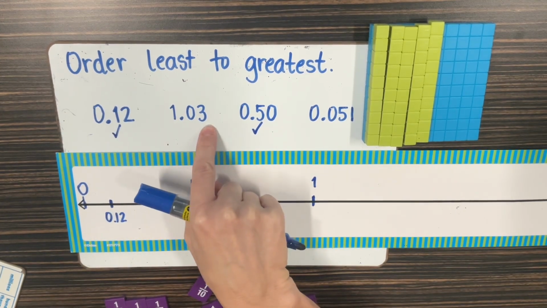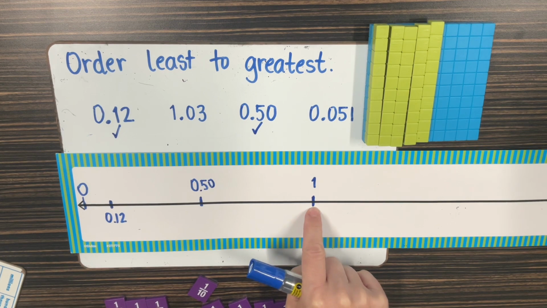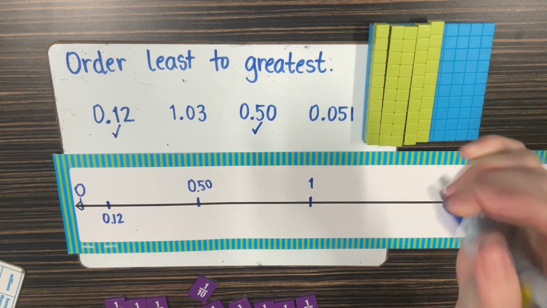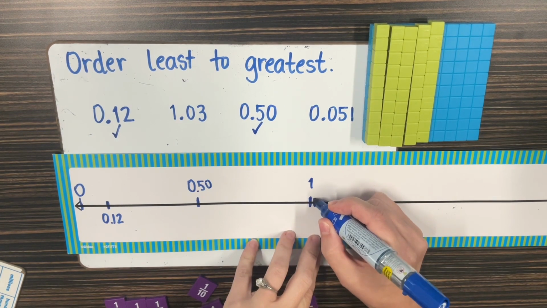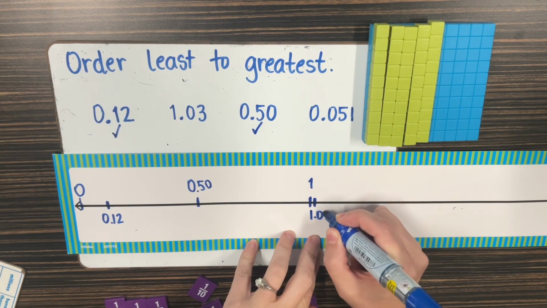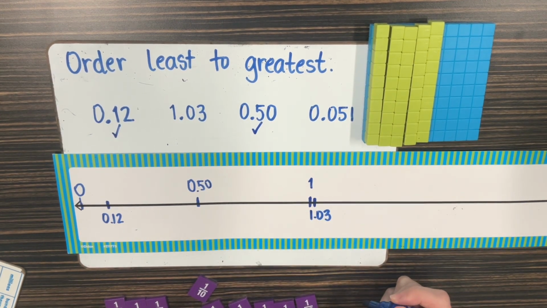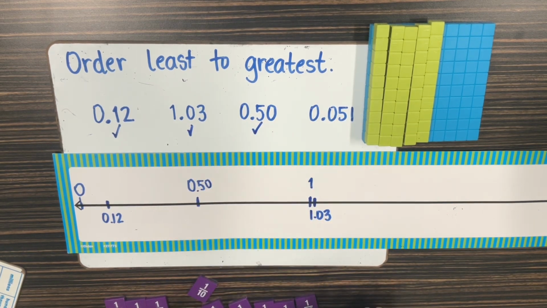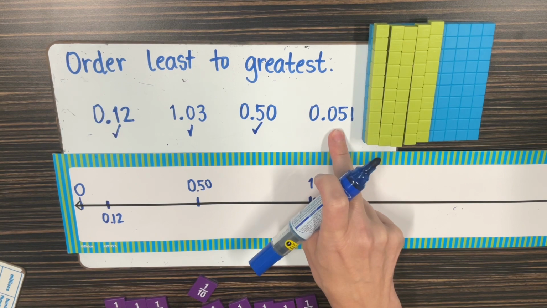Now 1 and 3 hundredths, well, here's one whole. 3 hundredths is only 3 little hundredths. So that's going to be pretty close to 1. I can estimate pretty closely. And I already have the 5/10ths or 50/100ths. So now I'm at this.